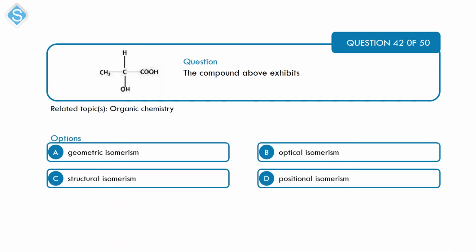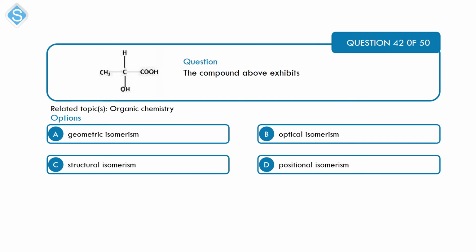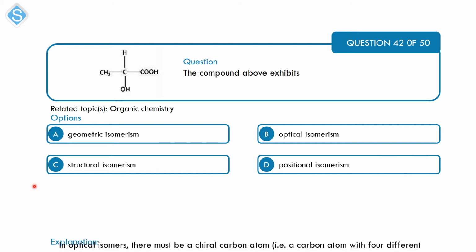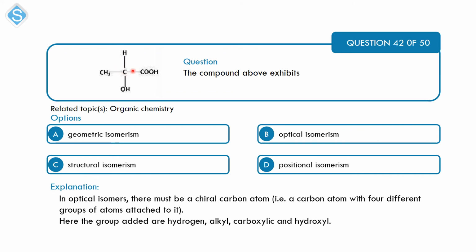Next is on organic chemistry. The compound above exhibits A, geometric isomerism, B, optical isomerism, C, structural isomerism, and D, positional isomerism. Alright, in this compound you have a chiral carbon atom, and so this compound would exhibit optical isomerism. A chiral carbon atom is an atom that has 4 different groups attached to it. So here, for example, you have the alkyl group attached to it, that is CH3 methyl. You have the hydroxyl group attached to it. Here you have the carboxylic group attached to it, like this is of the carboxylic acid, and here you have the regular hydrogen attached to it.